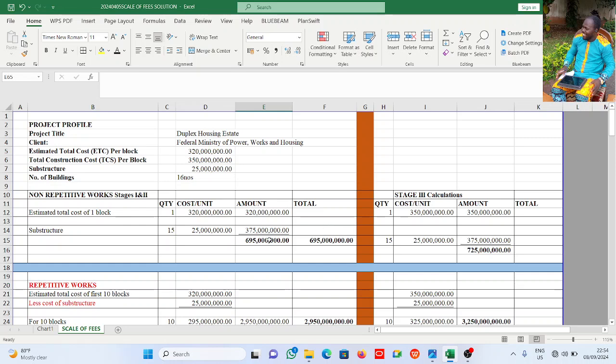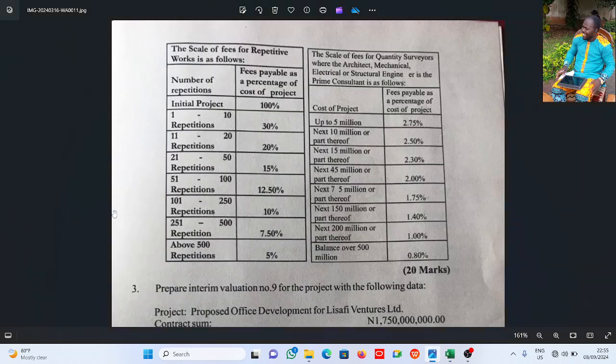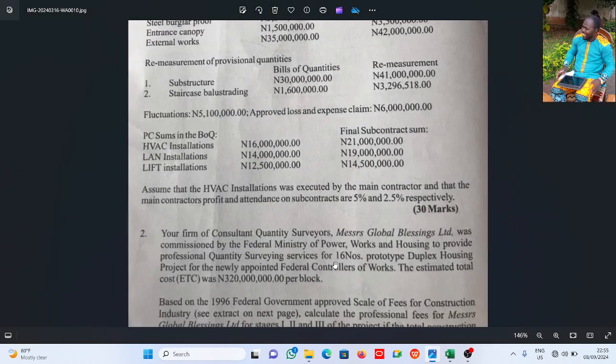Now, a scale of fee, like I was trying to explain when I say initial, we have repetitive works and we have non-repetitive works. The non-repetitive works is that first project, the first building is the non-repetitive works, while the others, in this case we have 16 numbers. One of them is non-repetitive, 15 numbers are repetitive, right? Because it says 16 number prototype building.